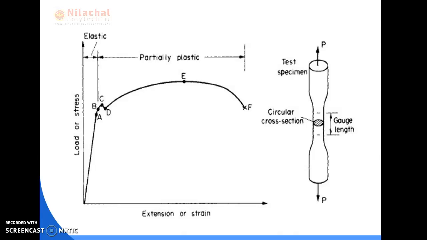Again, we increase the load above the maximum limit. Then the curve is shown as E to F. Now the necking down of the material of the specimen takes place. At point F, the specimen ruptures and the cup cone shape of the material forms.